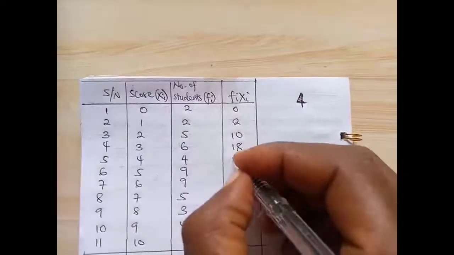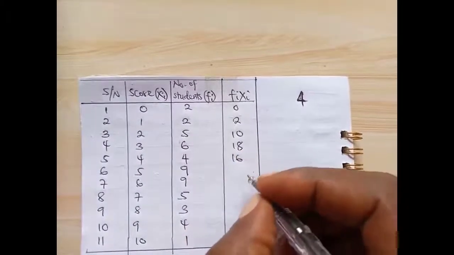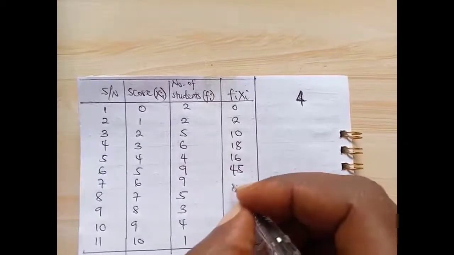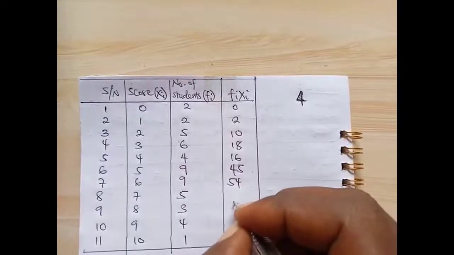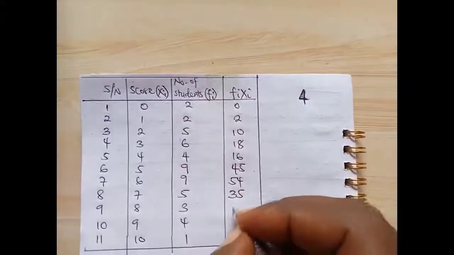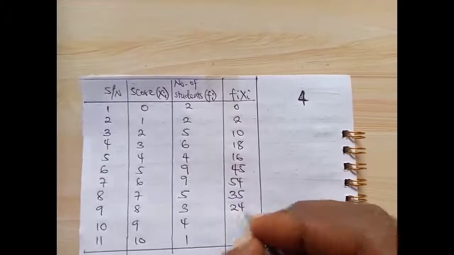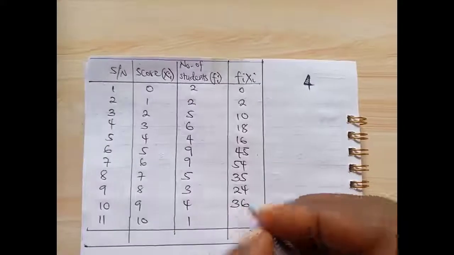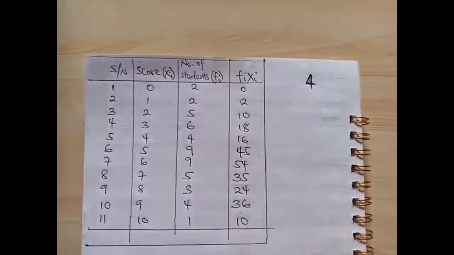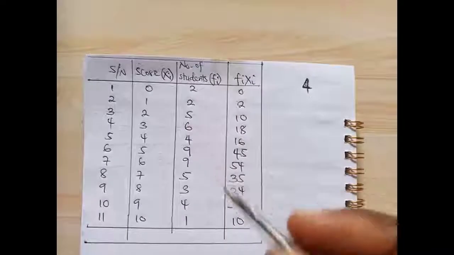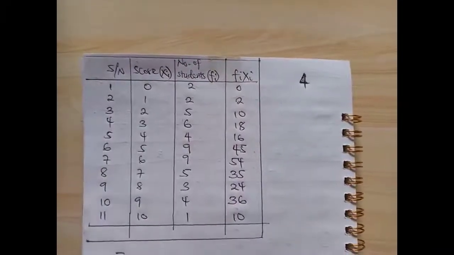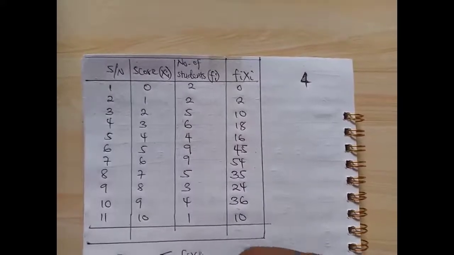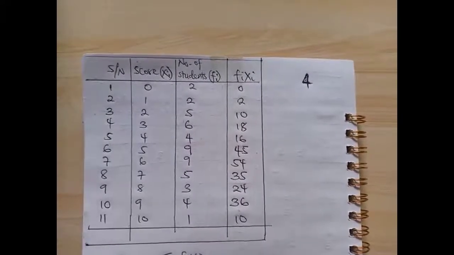So 4 times 4 is 16, and 5 times 9 is 45, and 6 times 9 is 54, and 7 times 5 is 35, 8 times 3 is 24, 9 times 4 is 36, and 10 times 1 is 10. So the next thing is, because our formula for the mean is given as summation fx, individual starting from 1 to 11.